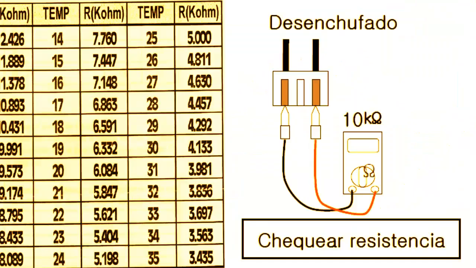7. If you don't have the manufacturer's resistance values, rub the sensor with your hands and observe if the multimeter registers changes in the measured value. It should decrease as you rub the sensor. If not, replace the sensor.